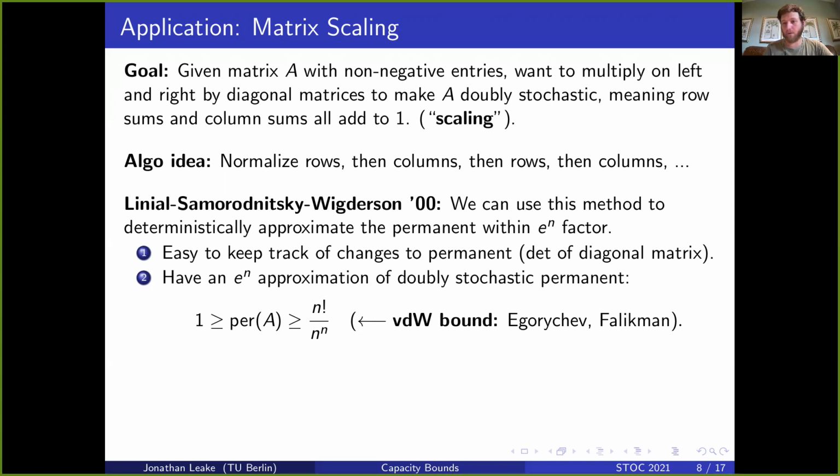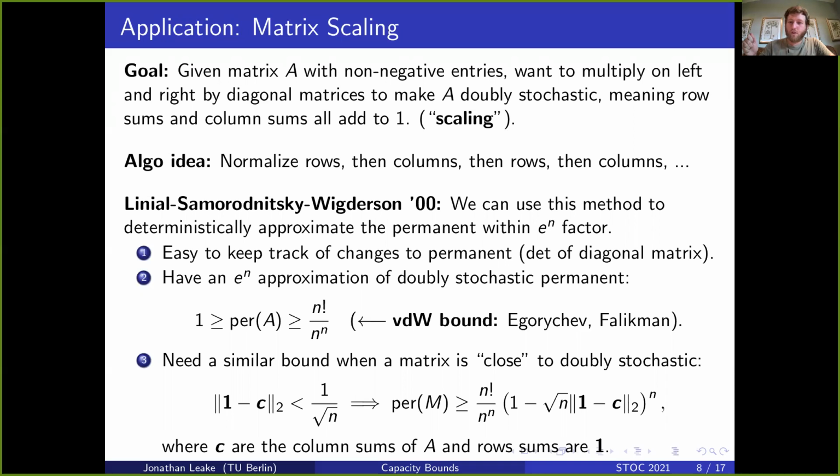This is the van der Waerden bound, which was proven in the 80s. And so we want to get the permanent of this starting matrix. We know how to track the changes and we know what it should be at the end. The only problem remaining is that this is an algorithm. I mean, you're not actually going to converge to something doubly stochastic. You're just going to get close. And so somehow you have to be able to get a version of this bound that works for things close to doubly stochastic.